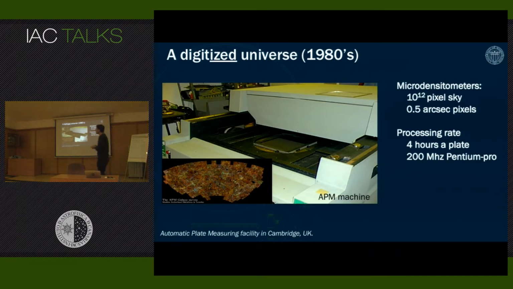Then we have, sometime in the 80s, the arrival of a digitized universe. This is not digital universe, this is digitized. This is still, we have big photographic plates, but now we have machines that can actually go ahead and measure them. So this is a photo of a machine in Cambridge, UK called the Automatic Plate Measuring Machine, or APM. This ran on a 200 megahertz Pentium Pro. I think anyone here who has a smartwatch probably has a faster machine on their wrist at this point.